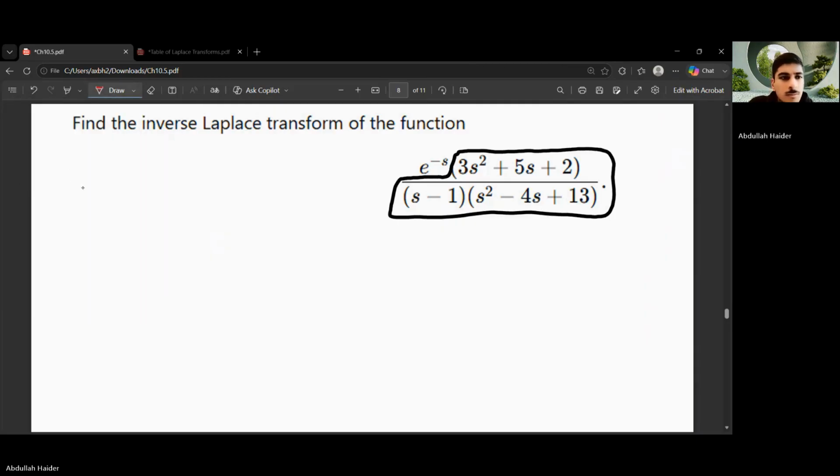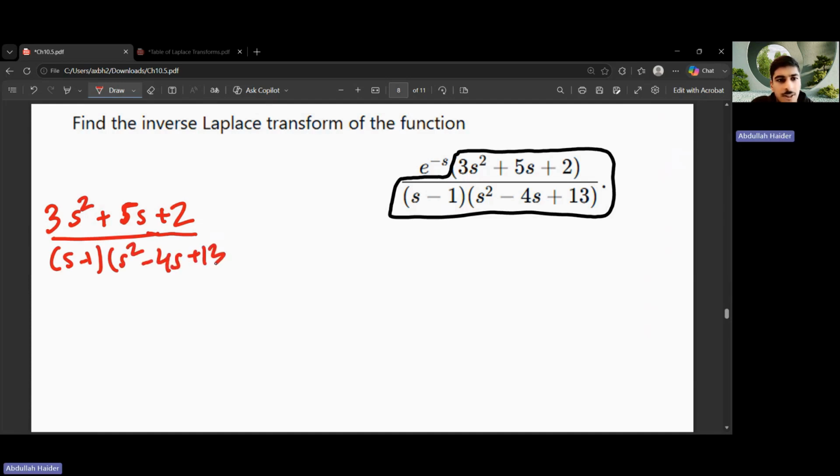So you get 3s squared plus 5s plus 2 over (s minus 1)(s squared minus 4s plus 13). And you can write this as A over s minus 1 plus (Bs plus C) over s squared minus 4s plus 13. By now you should know why.